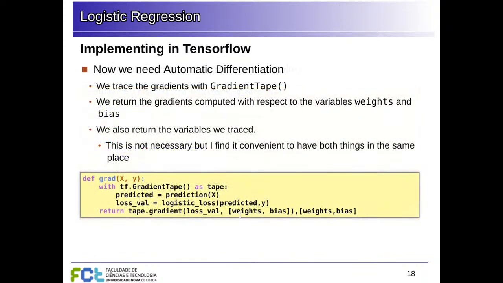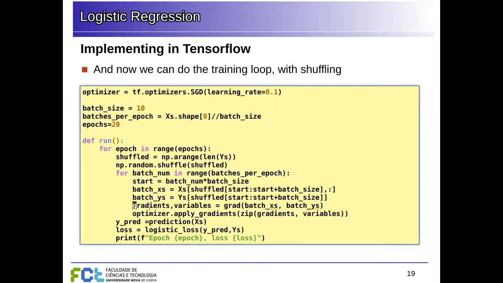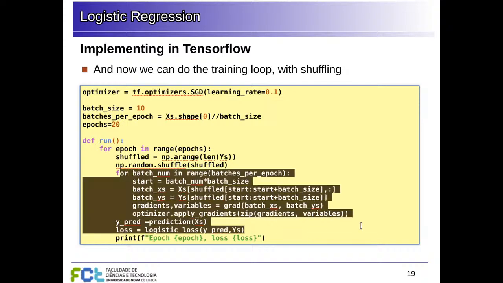But we can easily do that by zipping together the gradients and the variables, and we receive both in the same order from the grad function, because we call the gradient of the tape to give us the gradients of the weights and the bias, and we also return the weights and the bias in the same order. That's why I did this here, so that it would be easier to do this here without making mistakes with the order of the variables. So this is what we're going to do for each batch.